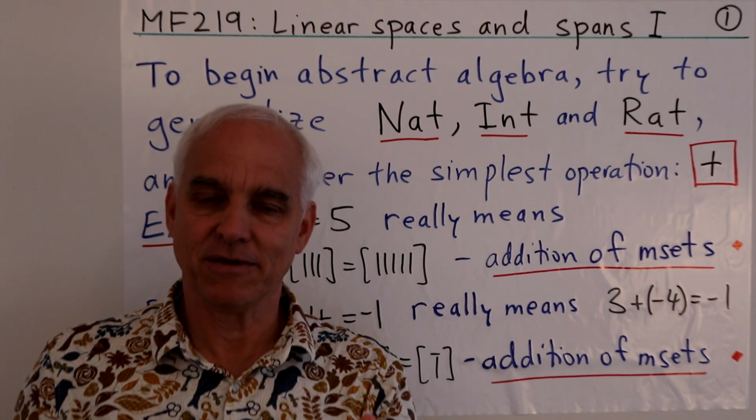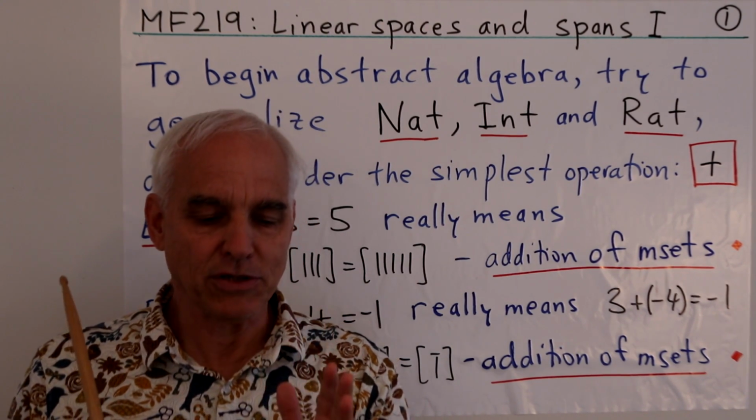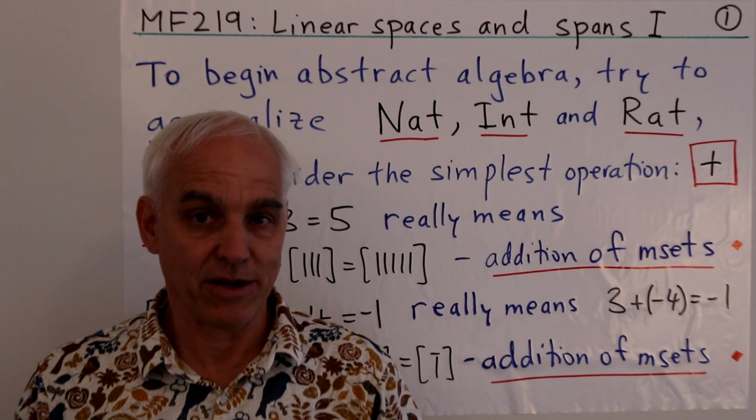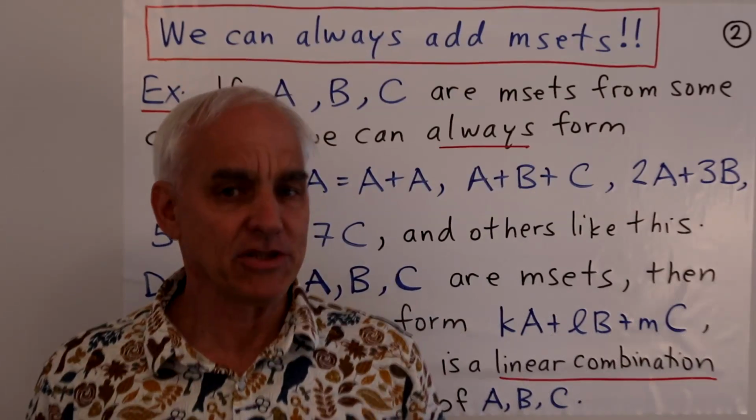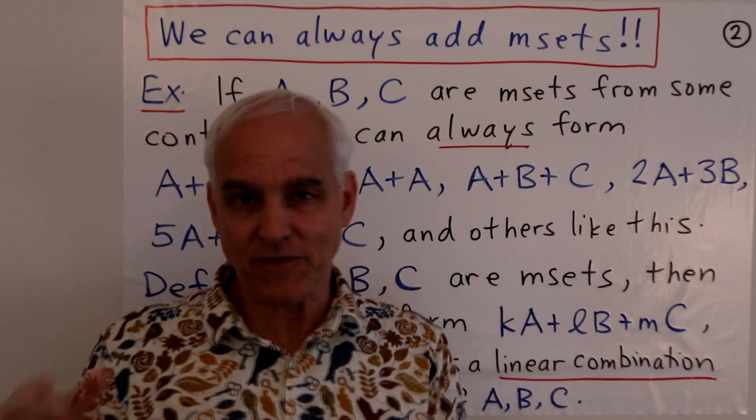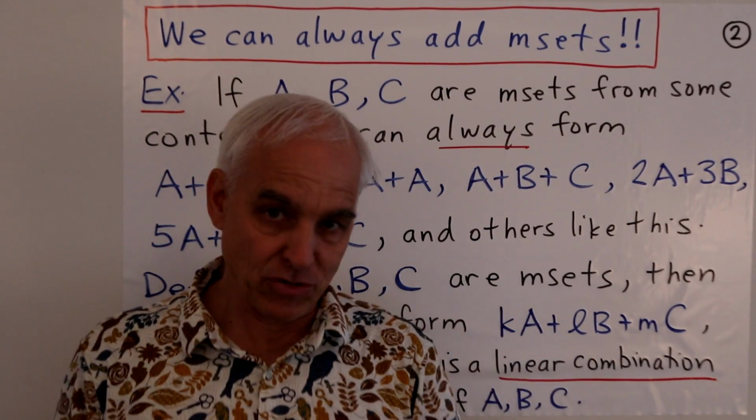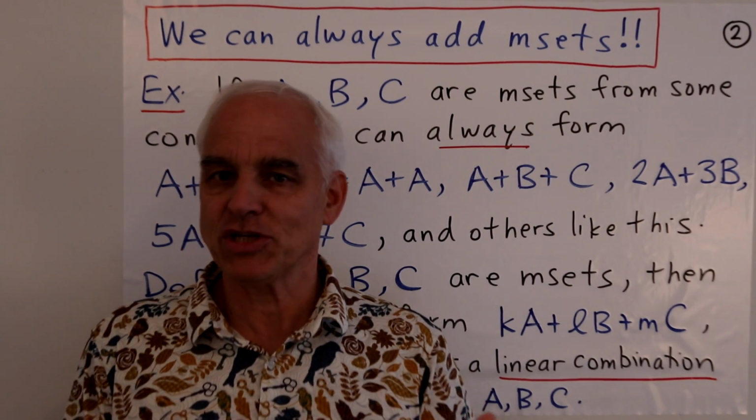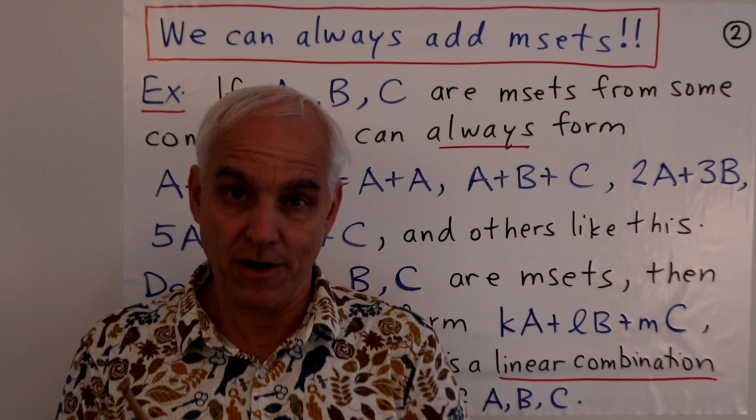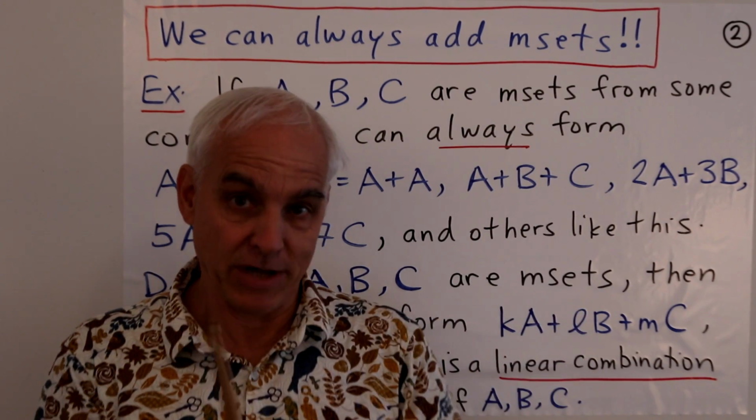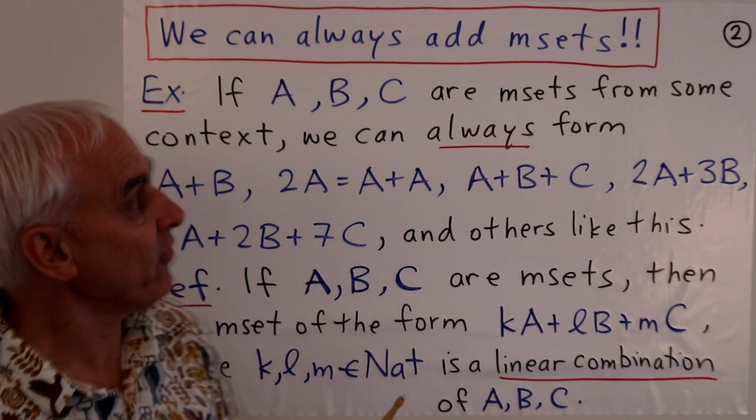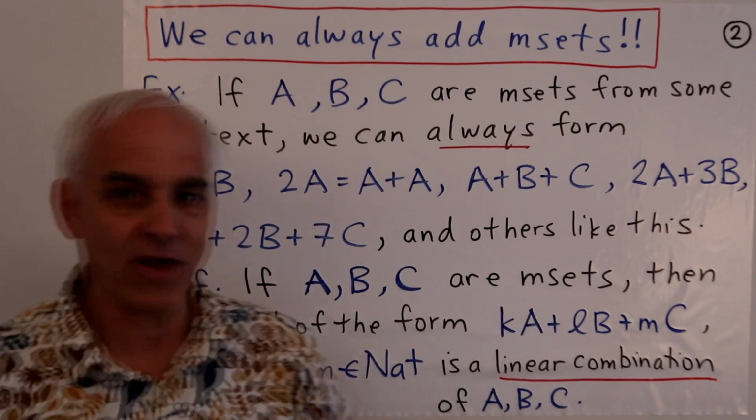And that's going to be the key point that we're going to structure our initial abstract algebraic objects on. Msets are not that familiar kinds of data structures for most undergraduate mathematics these days. And so maybe we don't really appreciate just how flexible and useful they are as a tool for building up abstract algebra. But a key point is that we can always add msets.